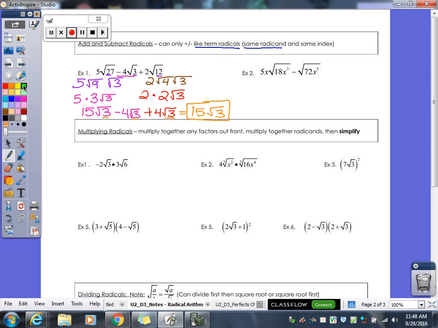Alright, so example 2, subtraction. Numbers underneath are not the same, so we need to make them the same first. So for the first one, I'm going to set up my 2 square root signs. The largest perfect square that goes into 18: 9 and 2.